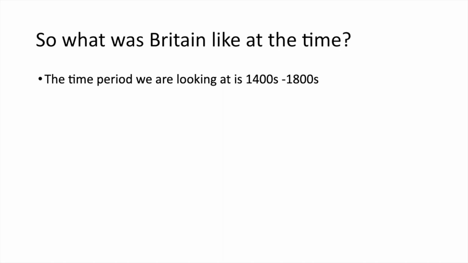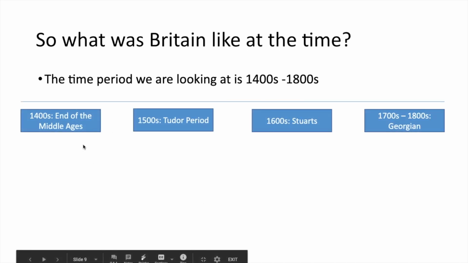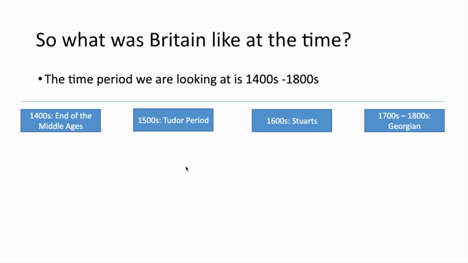The time period we're looking at is from 1400 to 1800. This is when the Transatlantic Slave Trade started out and when it started to hit its peak. So this covers Britain. The 1400s is the end of the Middle Ages. We spent a lot of time looking at the Middle Ages in Year 7. The 1500s fall under the Tudor period, the 1600s we're looking at the Stuarts, and the 1700s to 1800s we're looking at the Georgian era.